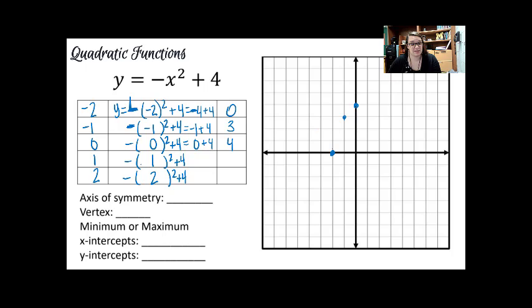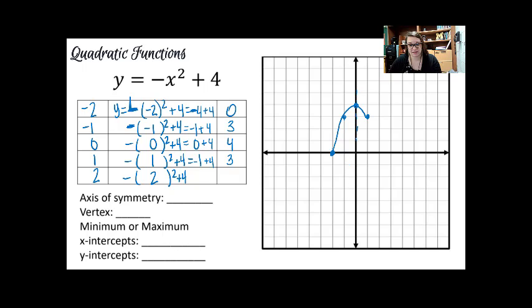Our next one is negative quantity 1 squared plus 4. 1 squared is 1. I'll throw that top negative in front of it. -1 plus 4 is 3. I've got the point 1, 3. Notice how I've been graphing this as I go. I feel like I might already know where the next point's going to be because I know this is symmetrical and it already took that turn.